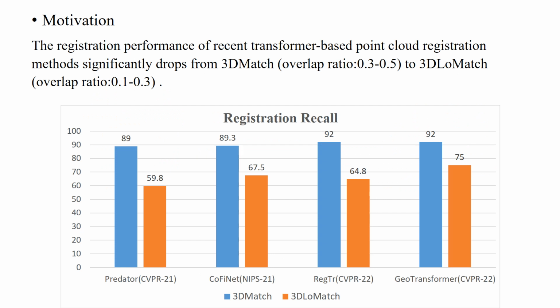Recently, many works focus on improving the registration performance of partial overlap point cloud registration. And it has achieved huge success in incorporating transformer into point cloud feature representation. However, as shown in the table, the registration performance of recent transformer-based point cloud registration methods significantly dropped from 3DMatch to 3DLoMatch.